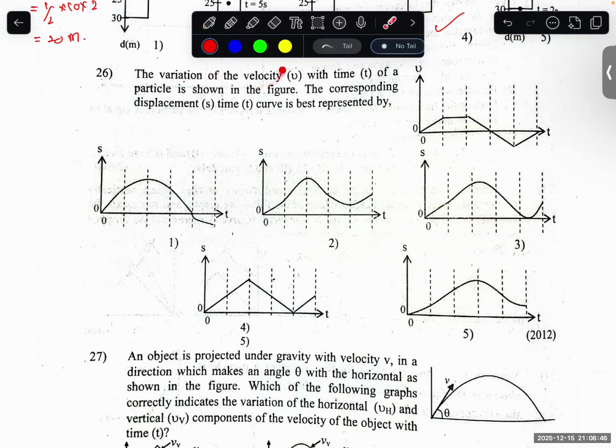The variation of velocity v with time t of a particle is shown in the figure. The corresponding displacement time curve is best represented by? Okay, so here it is velocity, so it explains the gradient of the displacement time graph. So here it is plus and increases. So the gradient will be plus and it should increase. So what are the graphs that will not come as your answer?